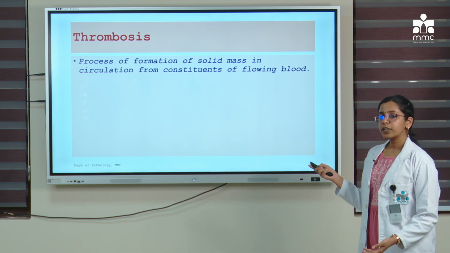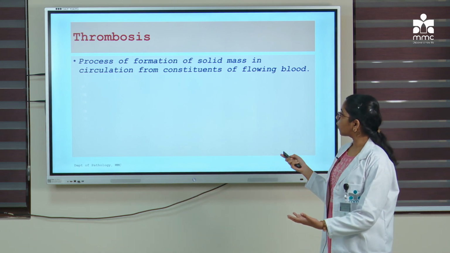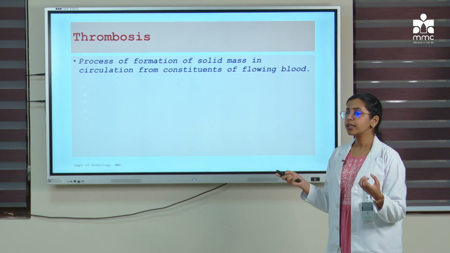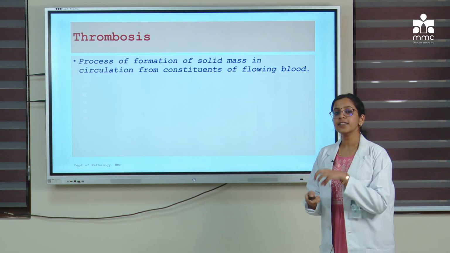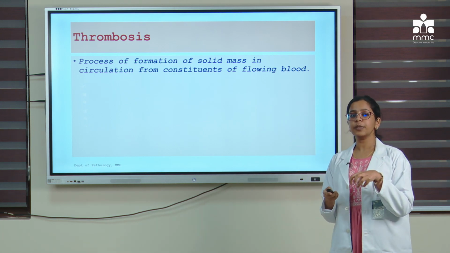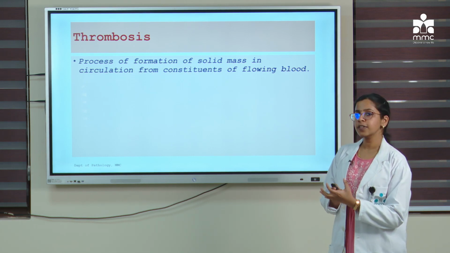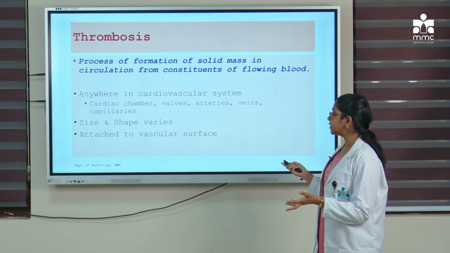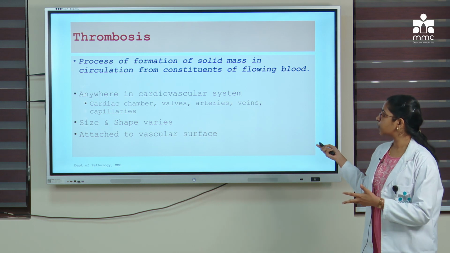So, the very important topic next is thrombosis, the definition of thrombosis. It is actually the process of formation of a solid mass in circulation from constituents of the flowing blood itself. So, there is a solid mass formation within the circulation and that mass is formed by the cellular constituents from the blood itself. This definition is very important. It can occur anywhere in the cardiovascular system. It can be in the cardiac chamber, it can be from the valves, arteries, veins, capillaries.